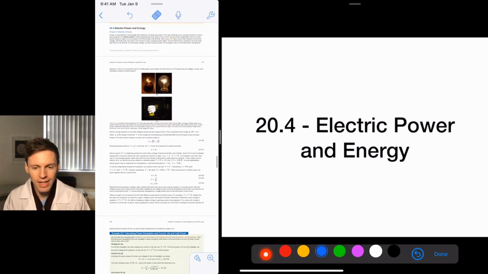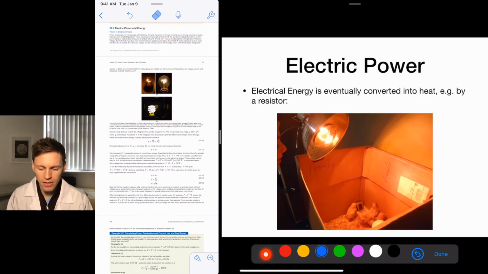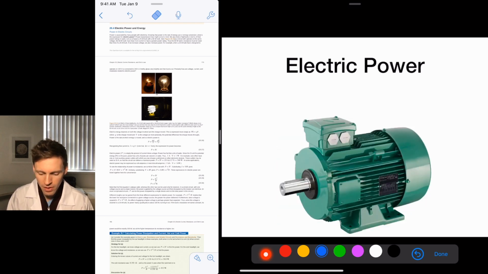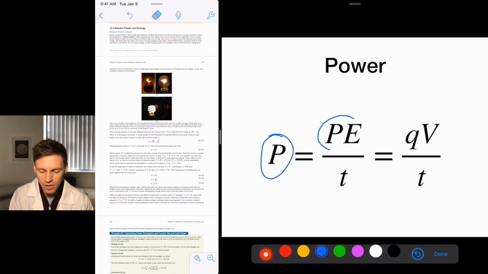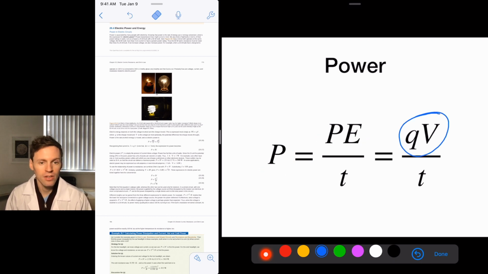Okay, so electric power and electric energy. Electric energy is eventually converted into heat by a resistor, or into work by an electric motor. Power is just the amount of potential energy you use over a given amount of time, and the energy in an electric field is Q times V, and then you divide it by how quickly you're doing that, which is your power.